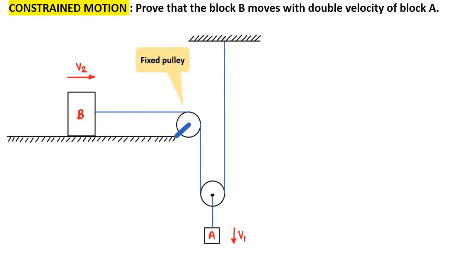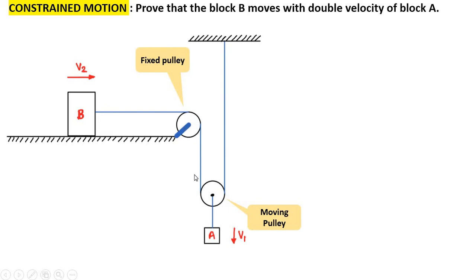We see that in this question there are two pulleys. One pulley is a fixed pulley and the other is a moving pulley. The lower pulley, which is connected to the block A, is a moving pulley because as the block A falls down, that pulley will also move down with the same velocity as that of the block A. You can see in the diagram that the block A is moving with velocity v1, so the pulley will also move with the same velocity v1, whereas this pulley will remain fixed to the table.